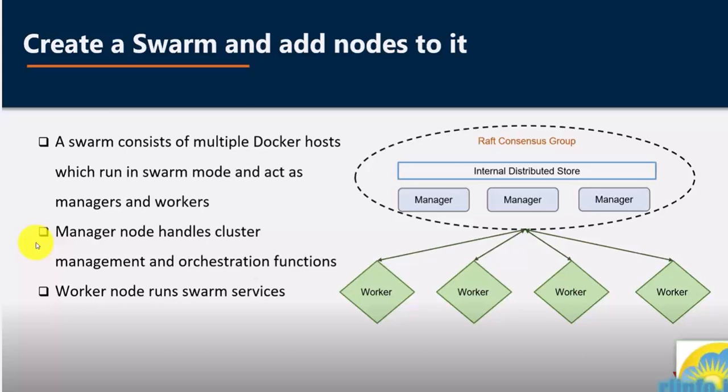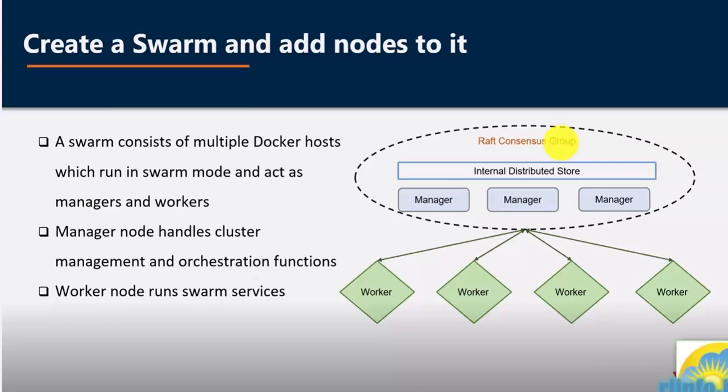Manager nodes elect a single leader to conduct orchestration tasks. Worker nodes receive and execute tasks dispatched from the manager nodes. In this diagram, we can see that there are 3 manager nodes and 4 worker nodes. The managers elect a leader among themselves. Managers run as a consensus group. We will see that in a later section.